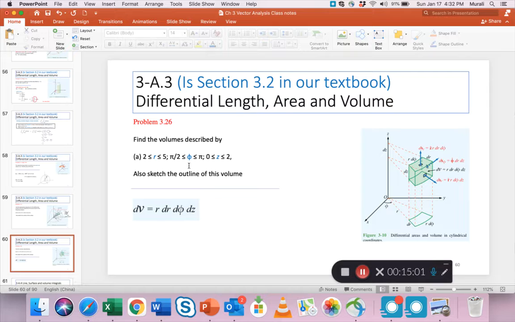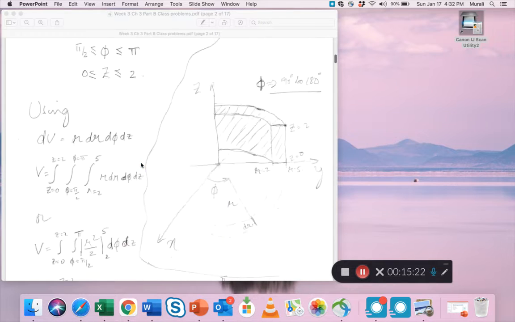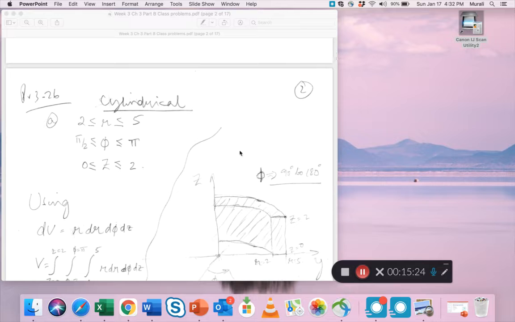Given that it is a part of a cylinder with this information, sketch the outline of this volume, then apply this formula and integrate, right? So that is how you solve it. I showed you this just to remind you that we are dealing with part of a cylinder. So let's see how to solve this. Okay, so this is problem 326.